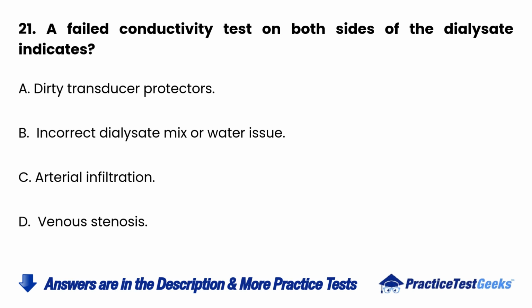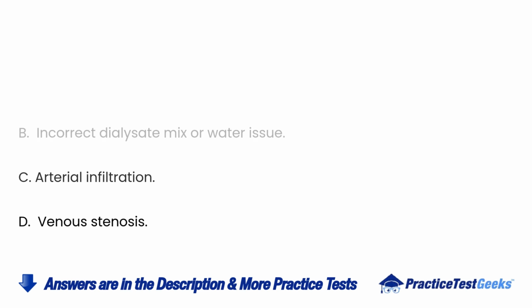21. A failed conductivity test on both sides of the dialysate indicates? A. Dirty transducer protectors. B. Incorrect dialysate mix or water issue. C. Arterial infiltration. D. Venous stenosis.